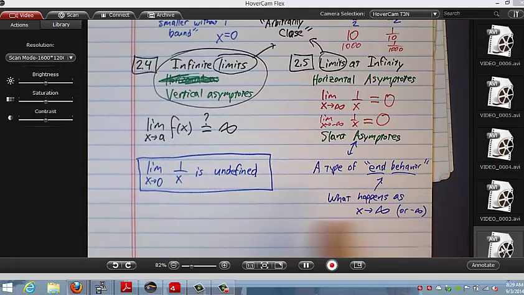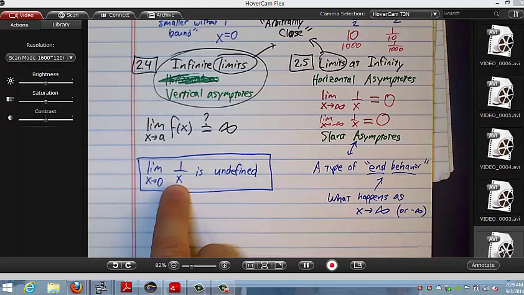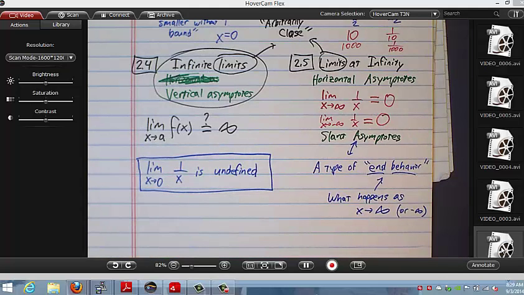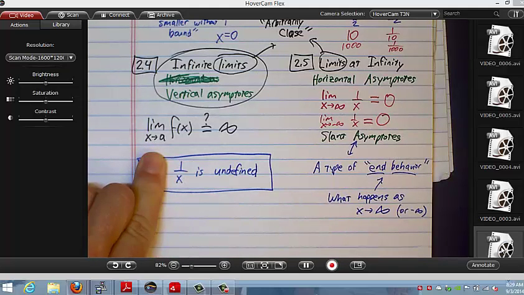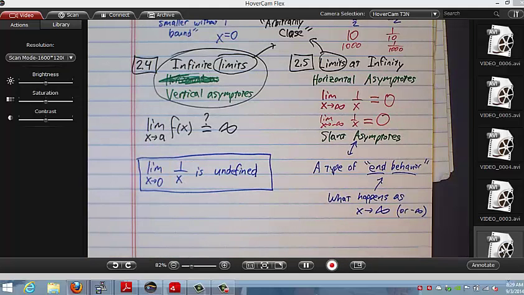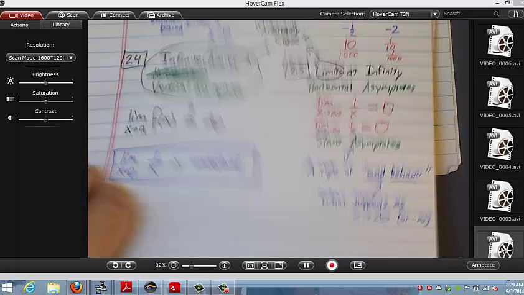So if I put a 0 in the denominator, 1 over 0 is undefined. I agree with that, right? I agree with that. However, we've seen cases. Let me show you that group work again.